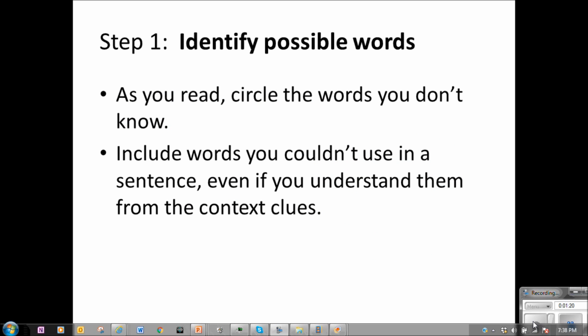So, how do you identify the words for your journal? First, as you read, circle the words you don't know. You should include words that you couldn't use in a sentence, even if you understand them from the context clues or because they're defined in the text. Just because you circle a word doesn't mean it has to go in your journal, but it's good to have a lot of words to choose from.